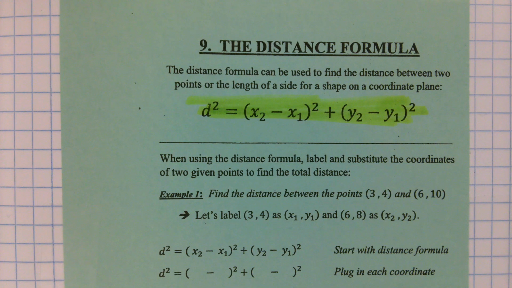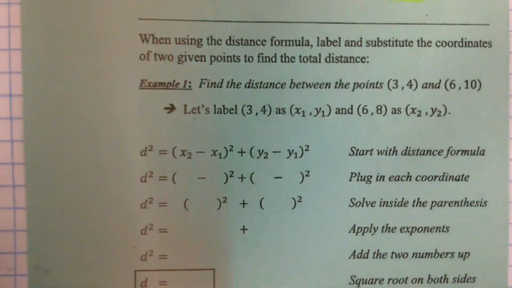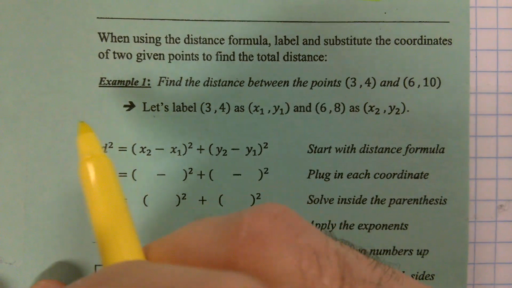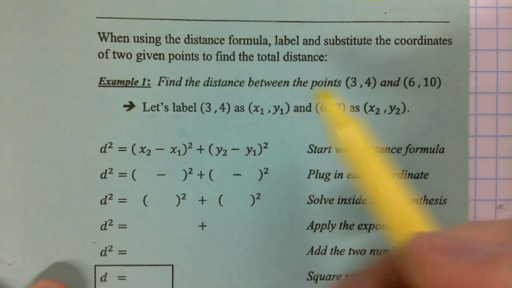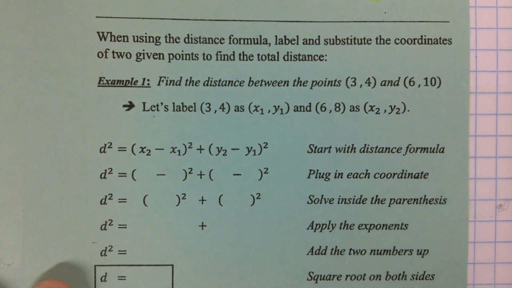And we're going to do exactly what we did with the slope formula. We're going to label our coordinates x1, y1, x2, y2, substitute all those numbers in, and then use our PEMDAS rules to solve. So, example 1, find the distance between the points 3, 4, and 6, 10.